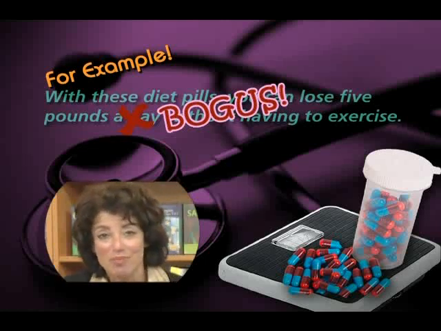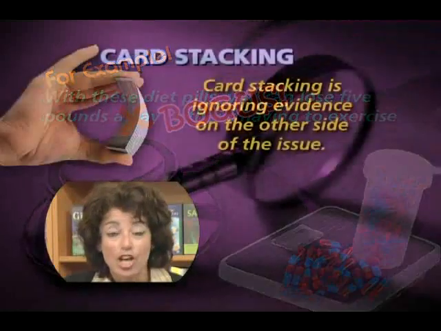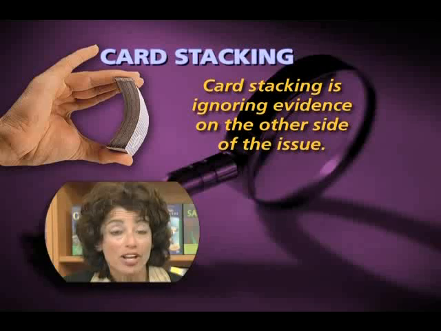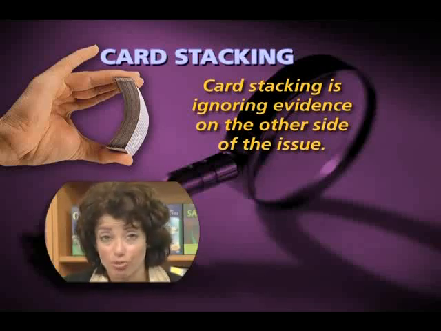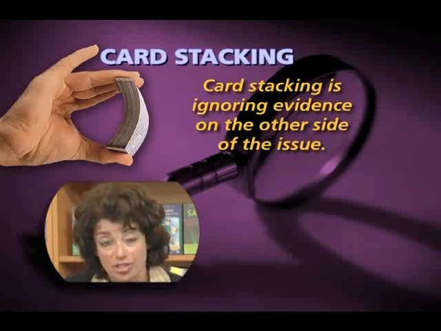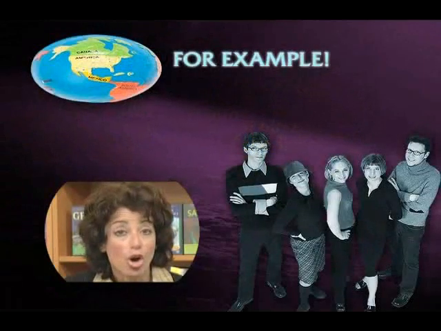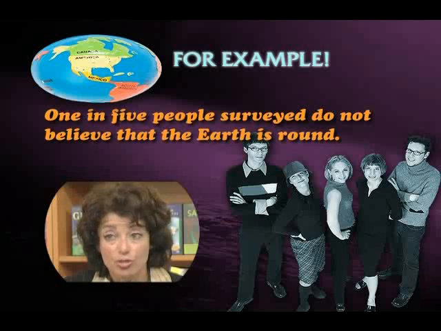Even with exercising, you probably can't lose 5 pounds a day, so that's a bogus claim. Card stacking is ignoring evidence on the other side of the issue. So you take all the cards and all the proof on your side and you ignore the opposition. For example, 1 in 5 people surveyed do not believe that the earth is round.